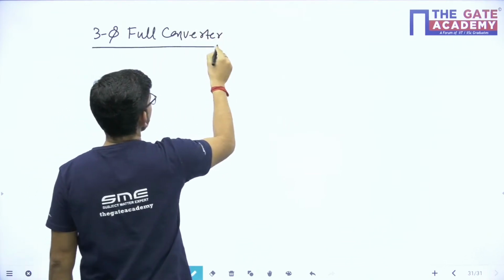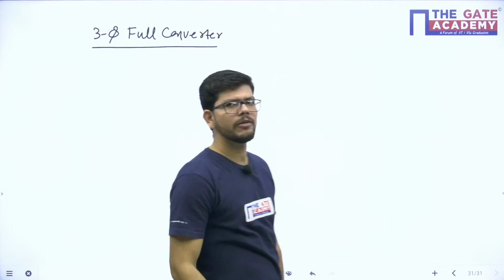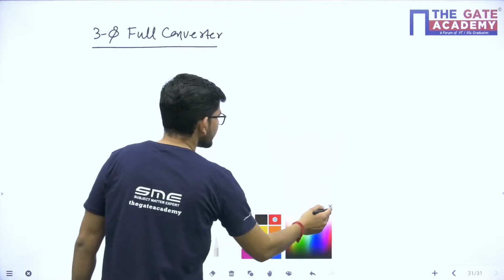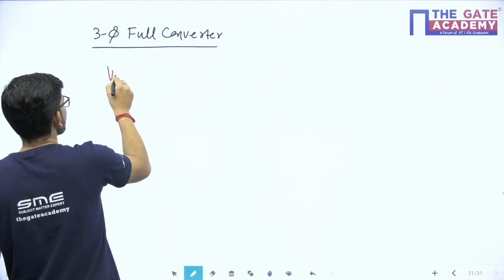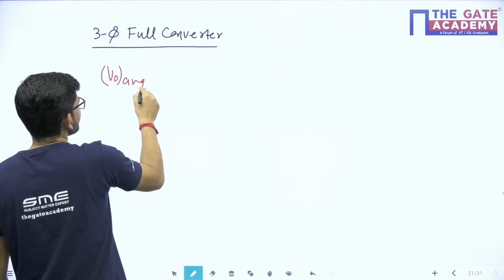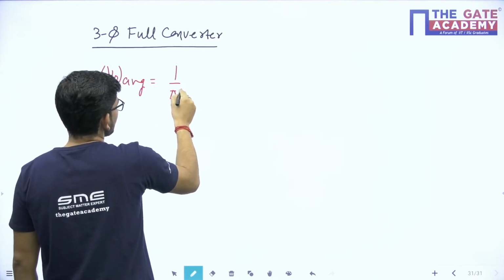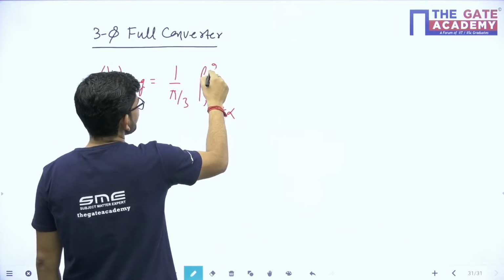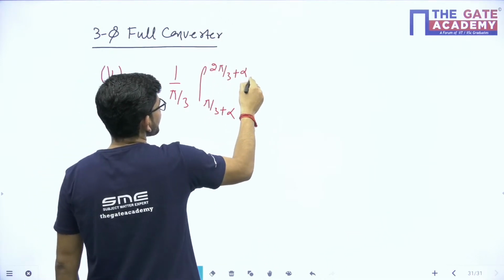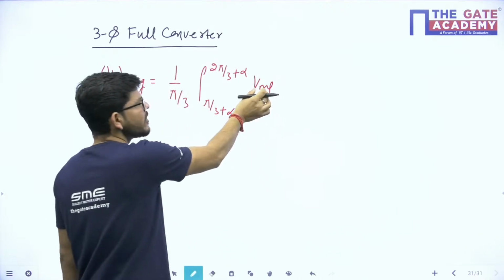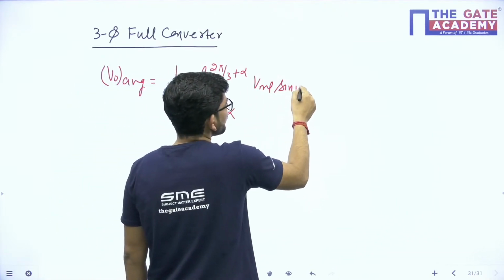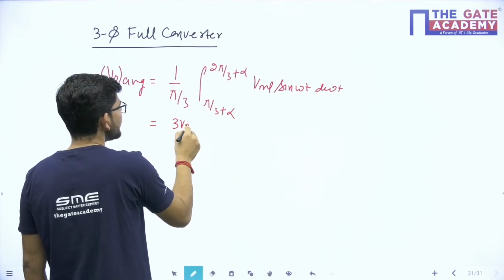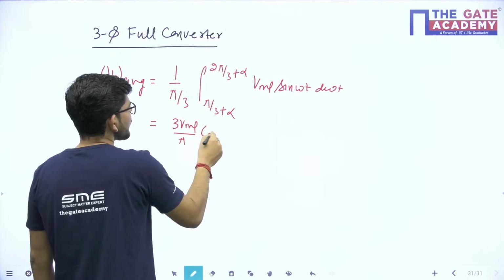So, three phase full converter: if you talk about a three phase full converter, there will be one extra branch added in it. Let me write the formula that we use in case of three phase full converter. The average V naught here equals 1 upon pi by 3, with limits of integration from pi by 3 to 2 pi by 3 plus alpha, VML, the maximum value of line voltage, sin omega t d omega t. After solving it you will get 3 VML upon pi cos alpha.